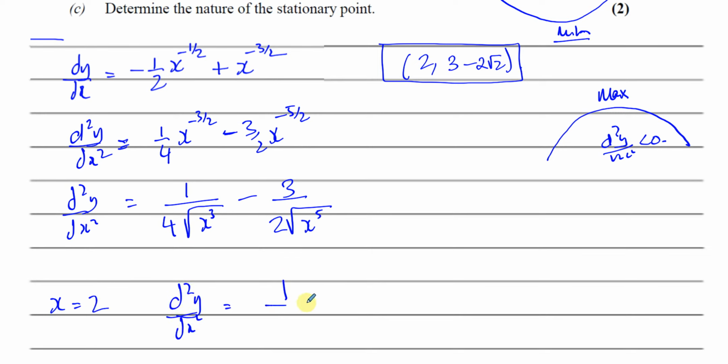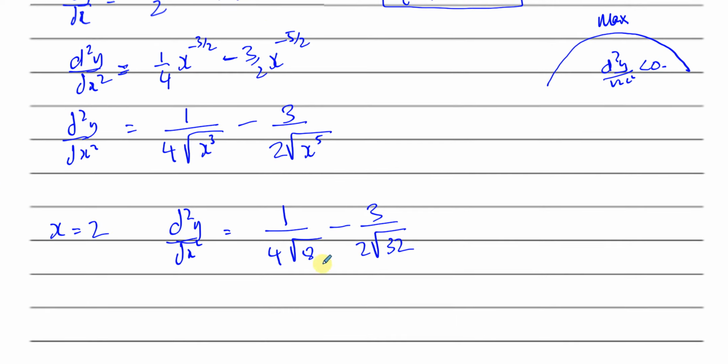You have 1 over 4 times the square root of 2 cubed, so it's the square root of 8, minus 3 over 2 times the square root of 2 to the power of 5, which is 32. Okay, so I can find out what this value is, if it's positive or negative. I can quite easily do this as 1 over 4 times the square root of 8. Now the square root of 8 is like 2 root 2, because it's 4 times 2, so it's 2 root 2.